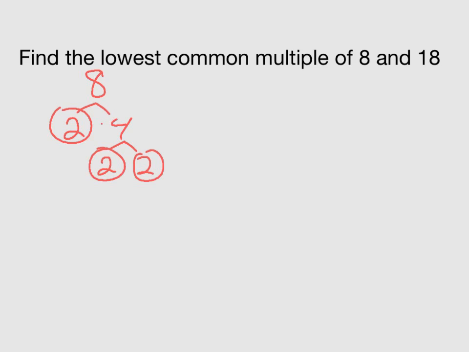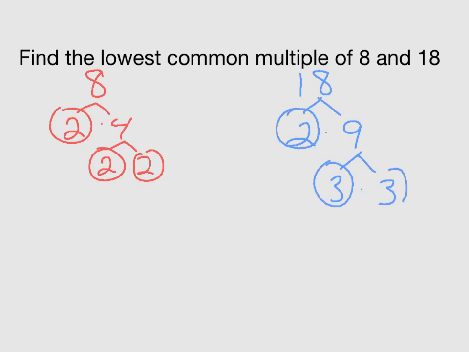18 can get factored into 2 times 9. Well, 2 is prime, and 9 isn't. We can factor it into 3 times 3. Alright, so 3 is prime, so we're done there.